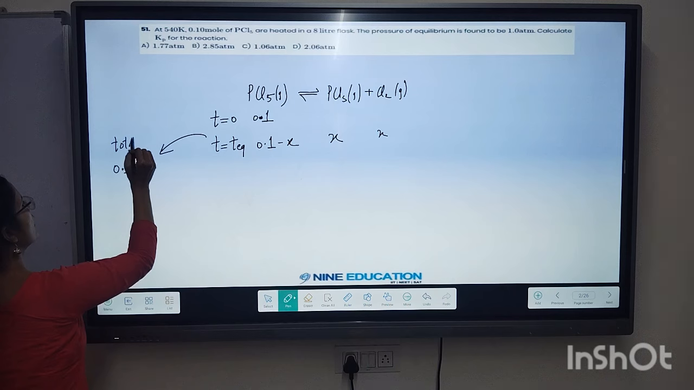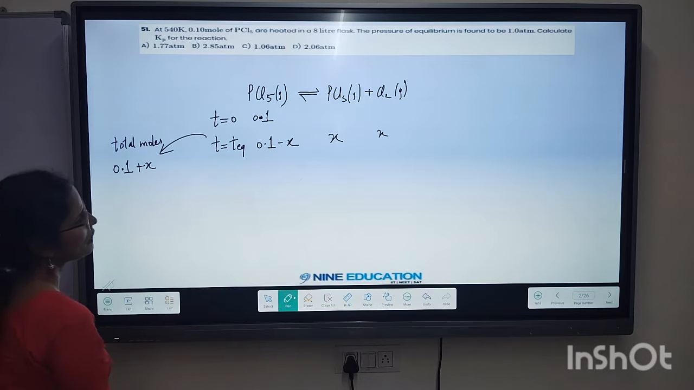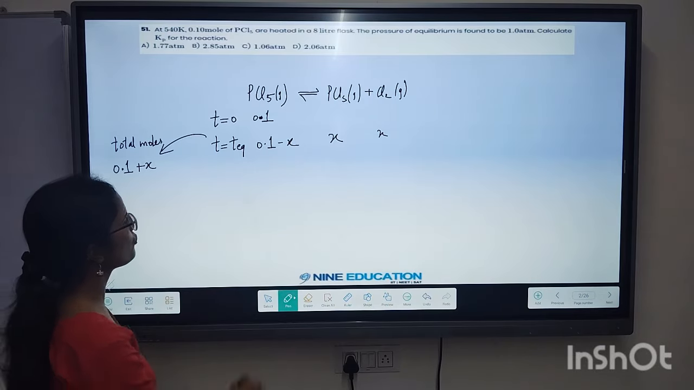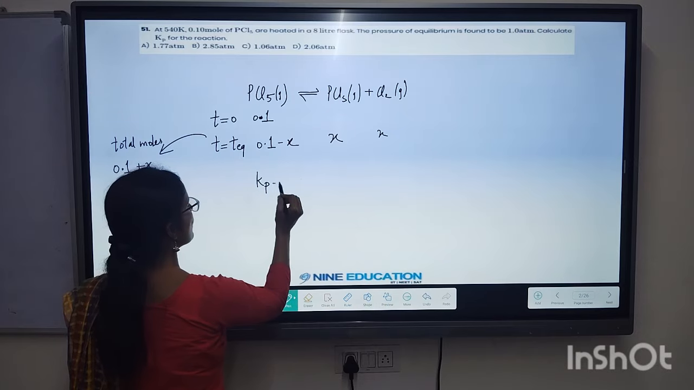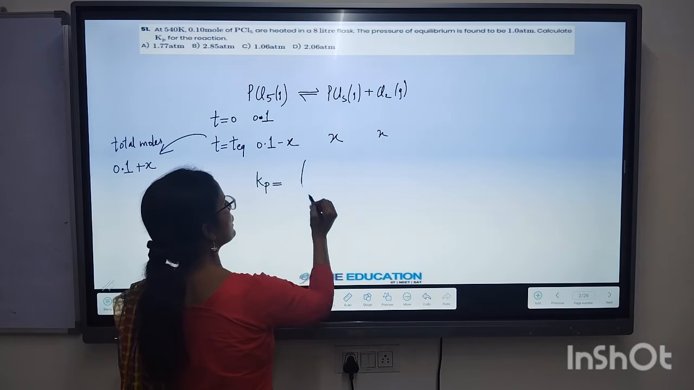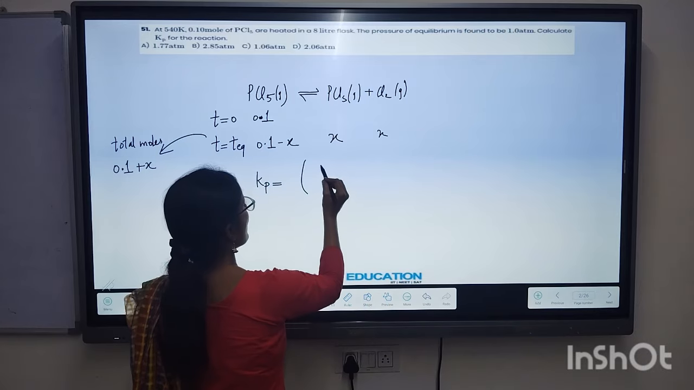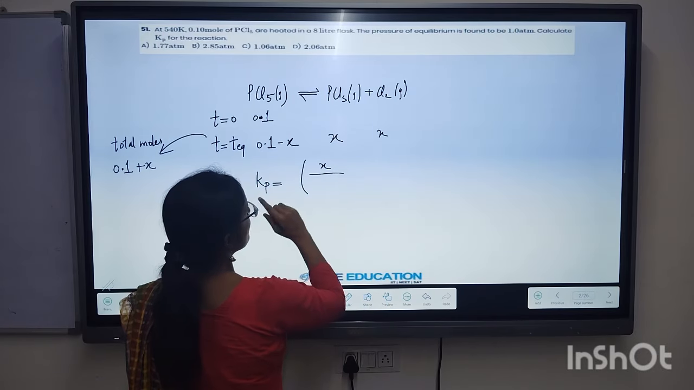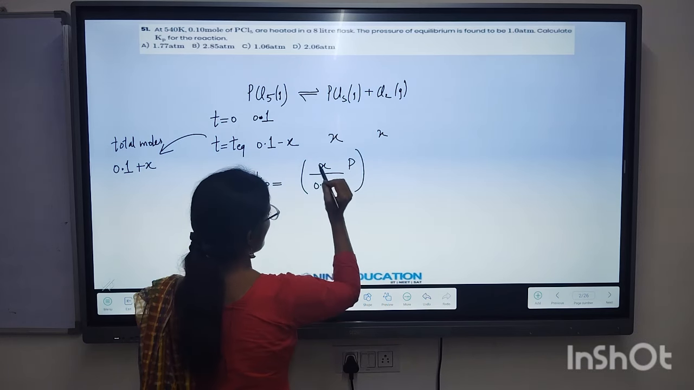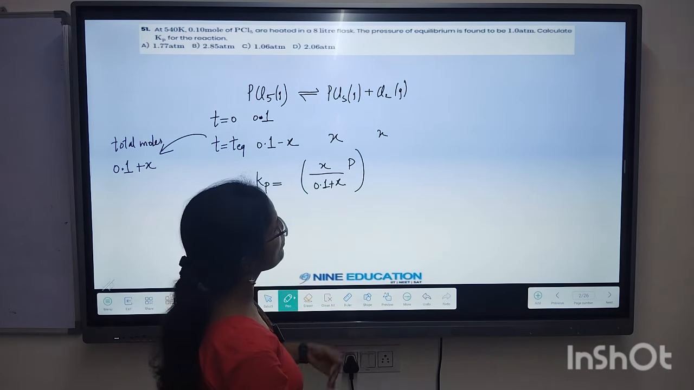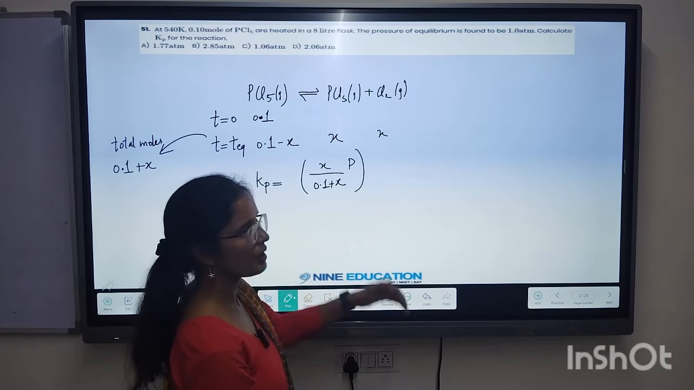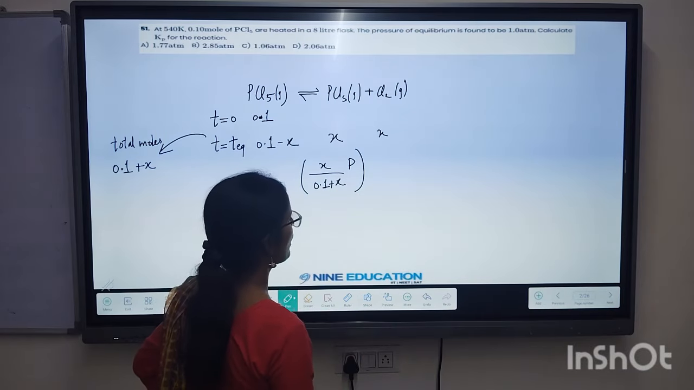I am writing the total number of moles which will be present at equilibrium, and next we have to give a Kp value. So for this I have to write a Kp expression. A Kp expression will be the partial pressure of products divided by the partial pressure of the reactant. So for PCl3, it will be the mole fraction of PCl3, which is X divided by 0.1 plus X, into capital P, where capital P is the total pressure at equilibrium. Although it's given as 1 atm, for now I am just trying to find the general expression. In the end I will put the capital P value.